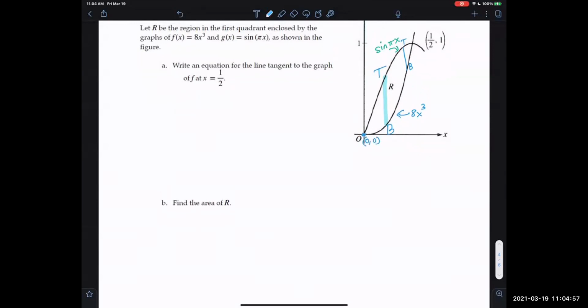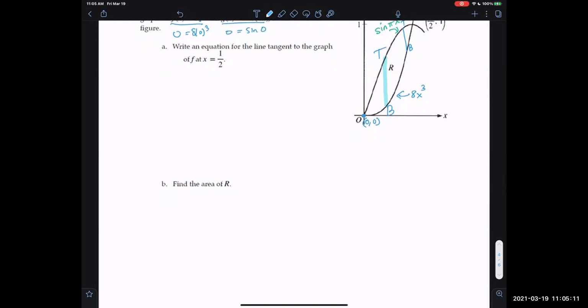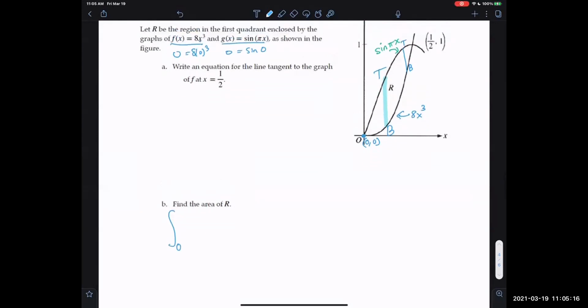point, because if you think about, don't ever assume, but if you plug in 0 for x here, it is 0. And then sine of 0 is 0. So they share 0, 0. So that is the beginning or the most left bound, if you will. So we're going from 0, and then they give you this intersection point right here, which is nice, to 1/2.